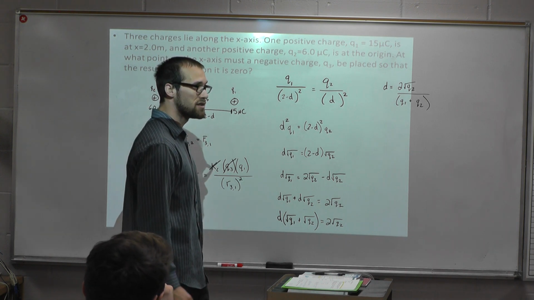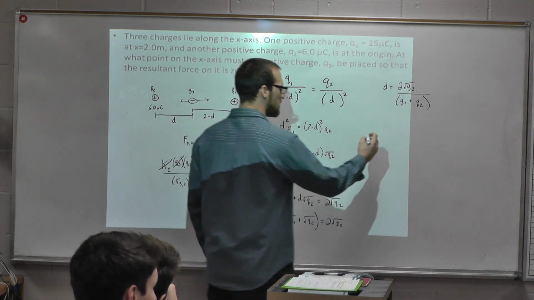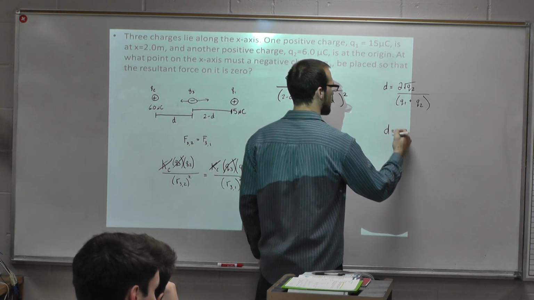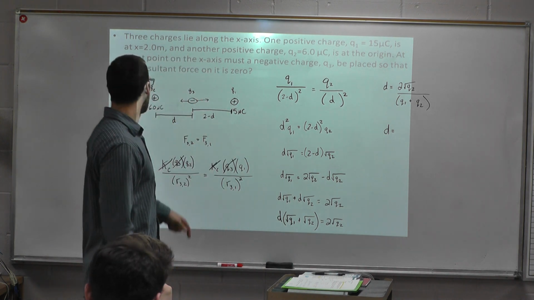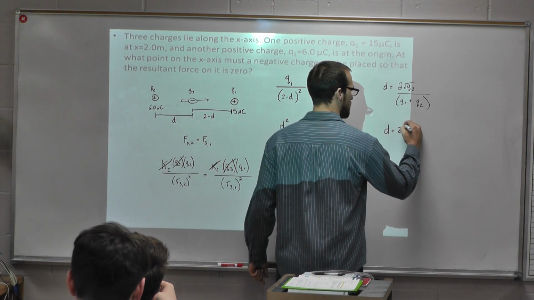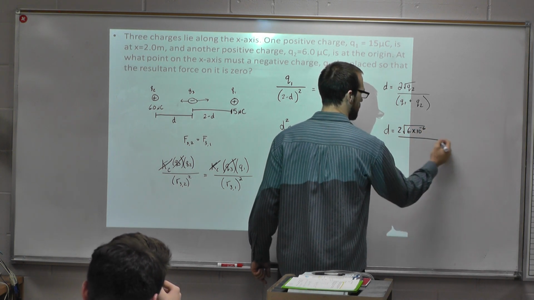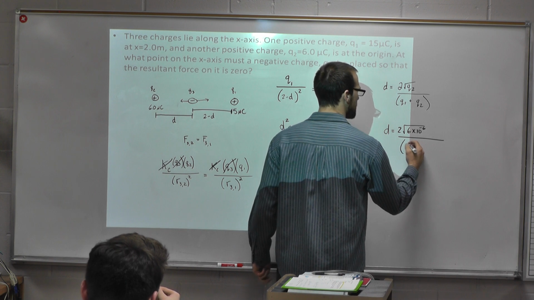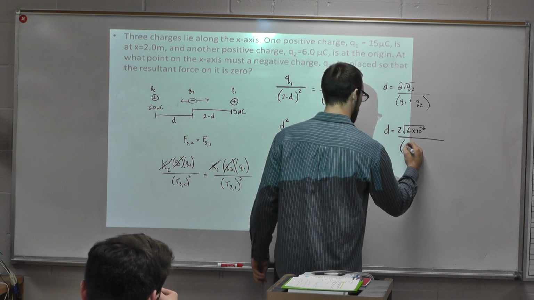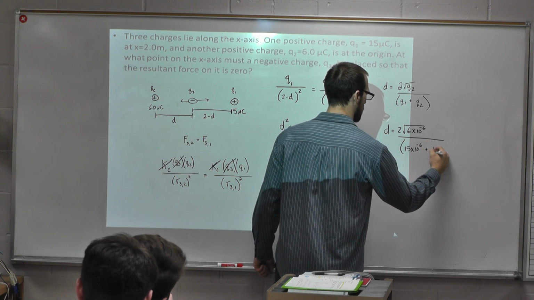Don't we know the Q's? Yeah, then we plug in the Q's and find the D. Absolutely. Q2 is 6 microcoulombs, which I'm going to need to put in as 6 times 10 to the negative 6, correct? Absolutely. Yes. I mean, theoretically, you could just solve for it. I guess that would be the way to solve it.